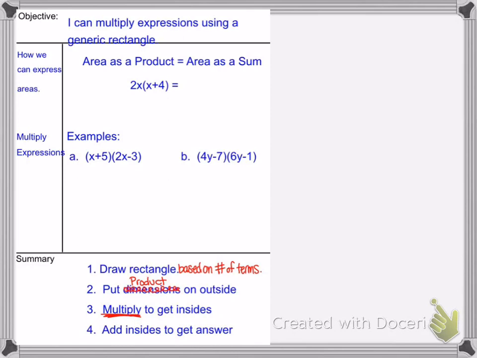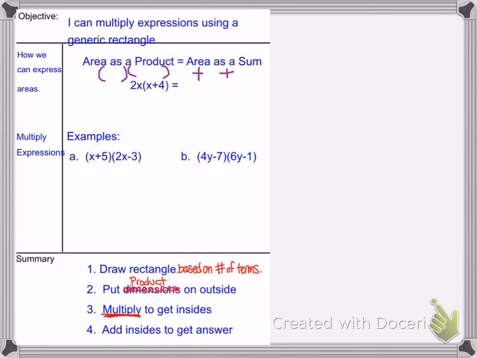How can we express areas? We can express an area as a product and as a sum. Remember that when you're expressing an area as a product, you are using parentheses. When you're representing the area as a sum, you are using addition.